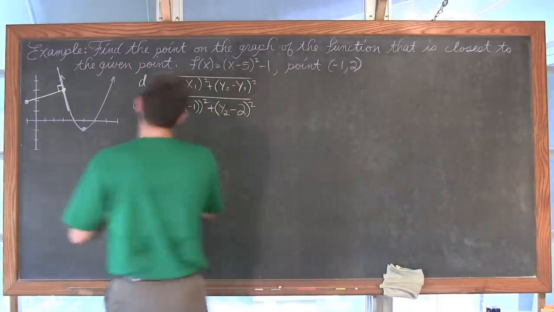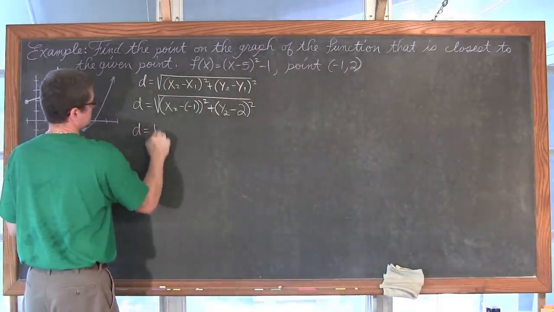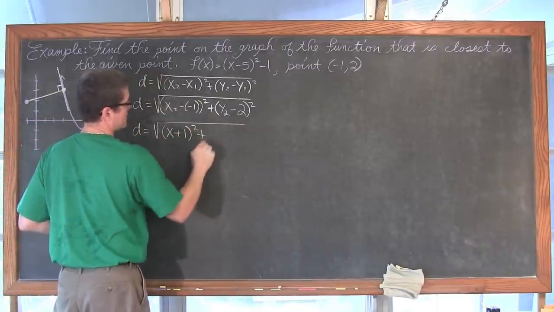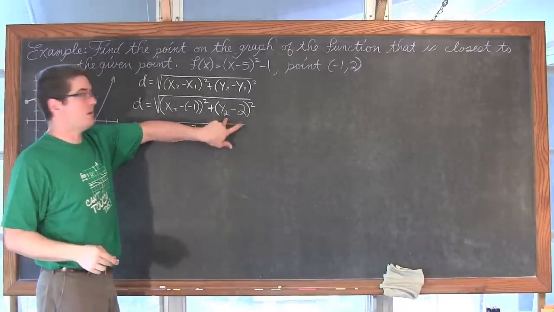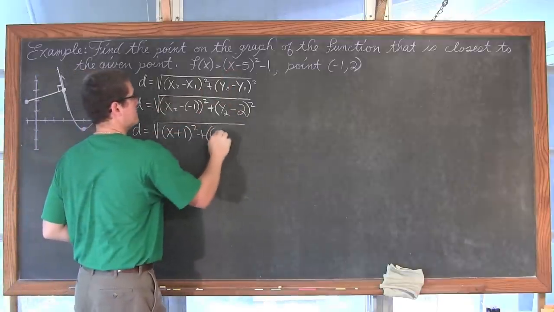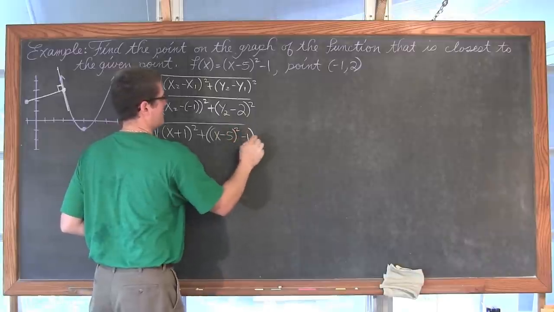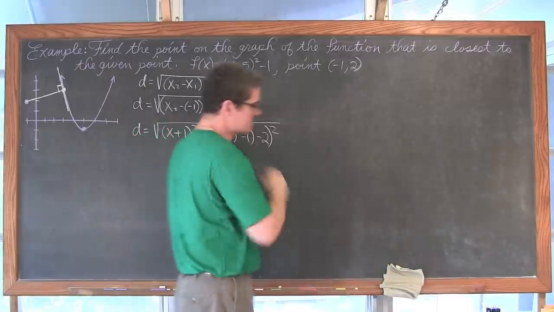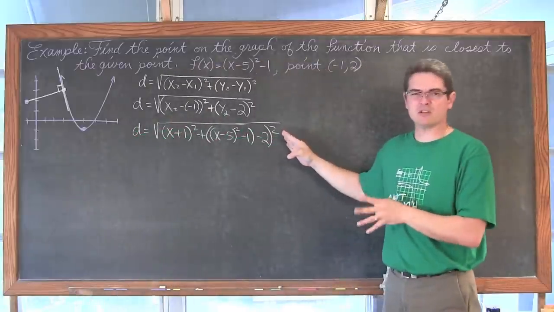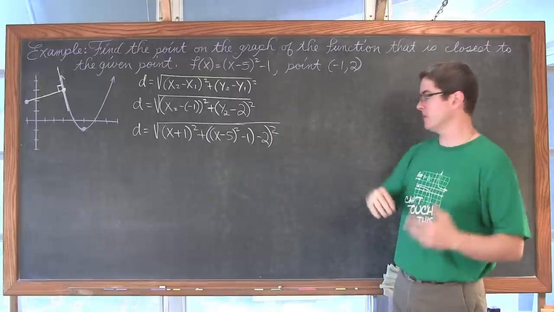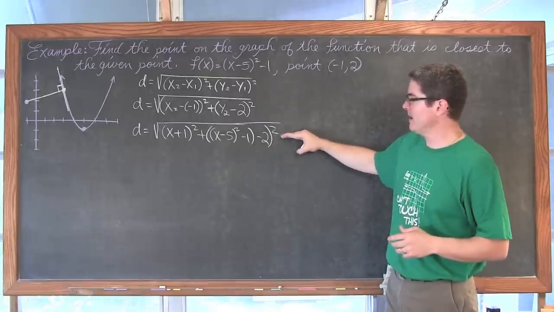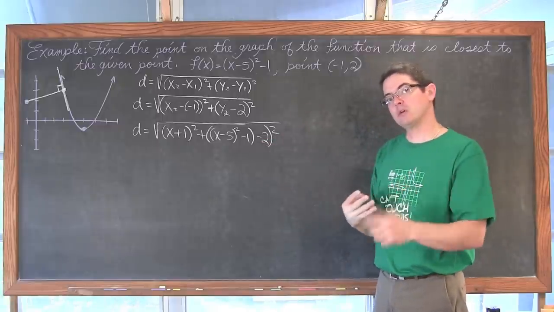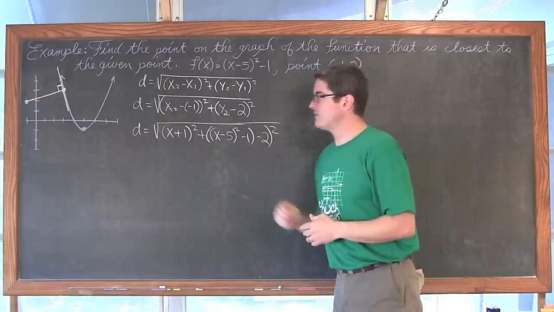So we have the square root of (x plus 1) squared plus, now my y is coming out, and we have ((x minus 5) squared minus 1 minus 2) squared. This is what I need to clean up, and that's going to take some algebra, so I'm going to pause and reveal the answer in small steps to speed this up a little bit. I'm going to clean this up, then we're going to work with the first derivative test, and maybe even with this one, do the second derivative test to identify some relative maxes and mins.